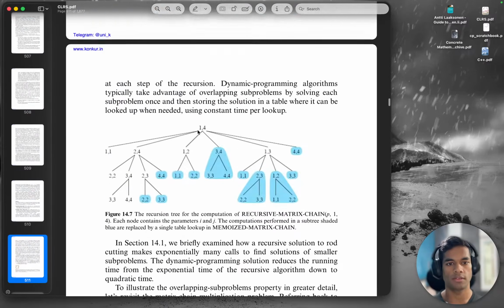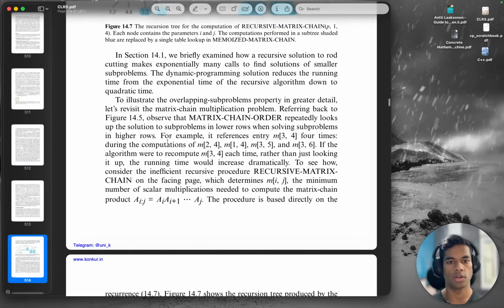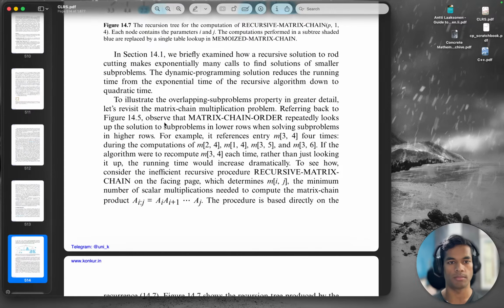And that is what we call overlapping subproblems. Observe that matrix chain order repeatedly looks up the solutions to subproblems in low rows when solving subproblems in high rows. For example, it references entry M34 four times during the computation of M when we are computing M24, M14 and M34.